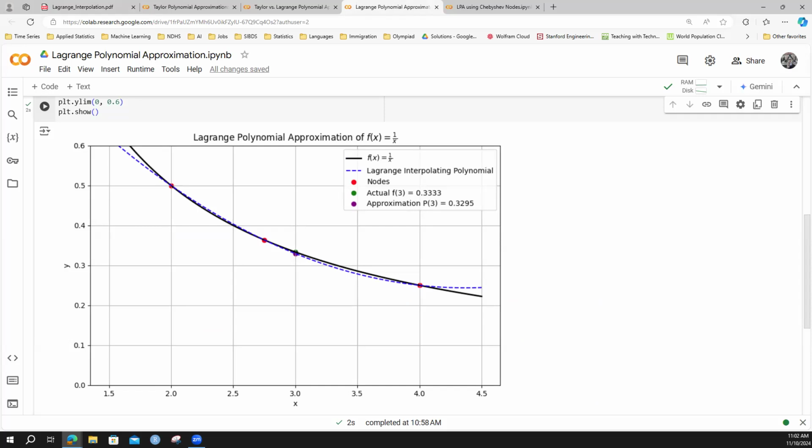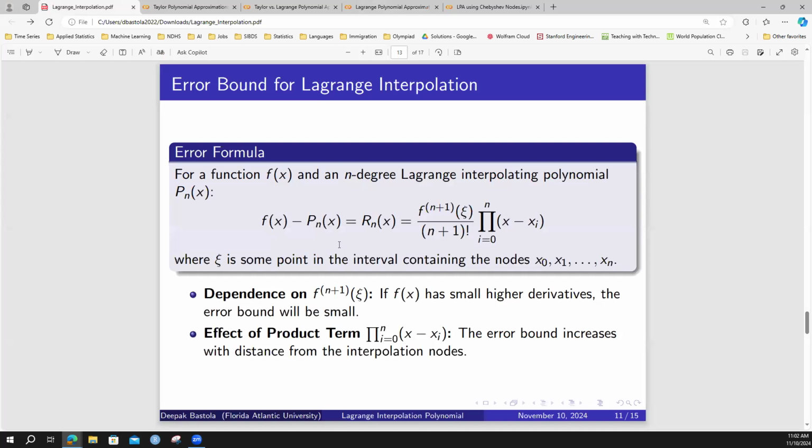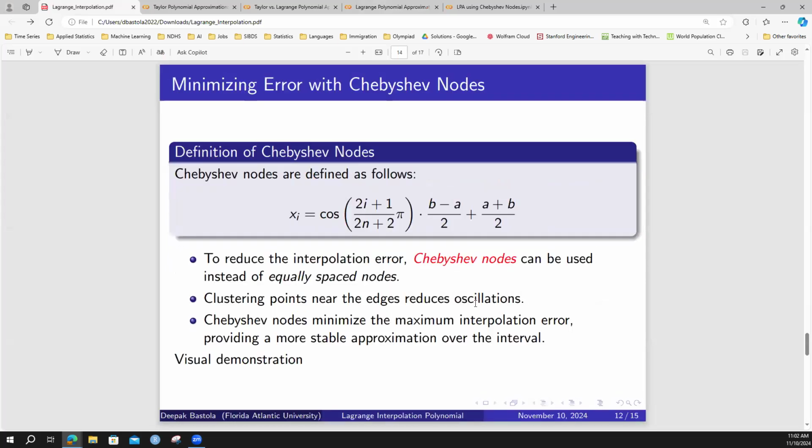And thanks to Chebyshev, there are other methods. We could apply Chebyshev nodes to ideally place my nodes to minimize my error. So this is the Chebyshev formula for the nodes xi, and by this formula we can place our nodes so that our error gets minimum.